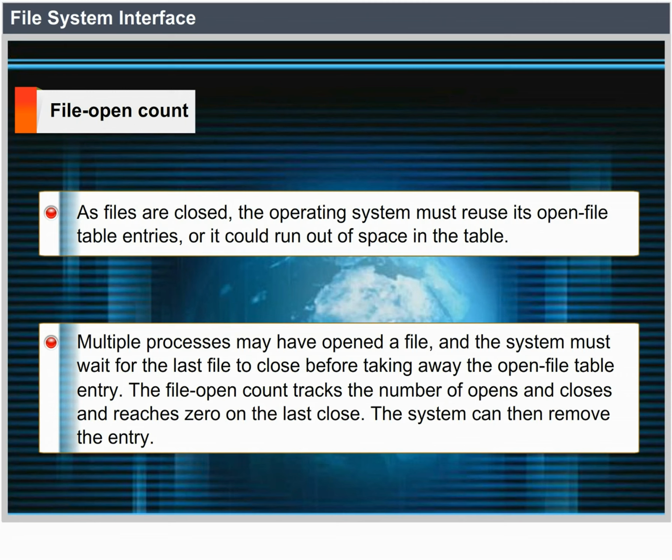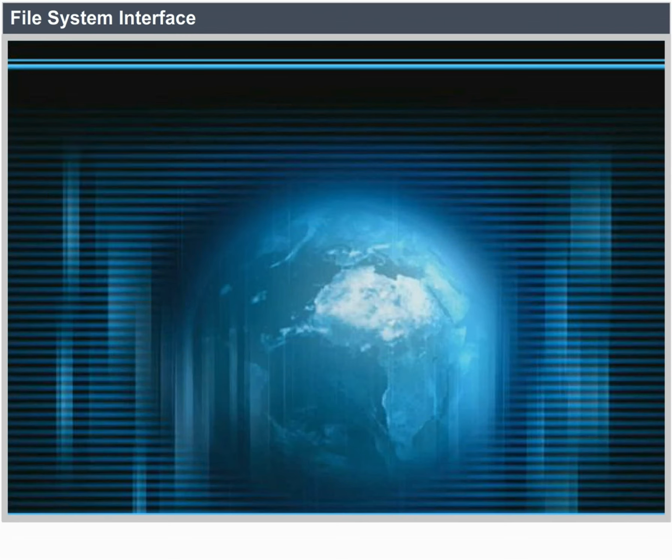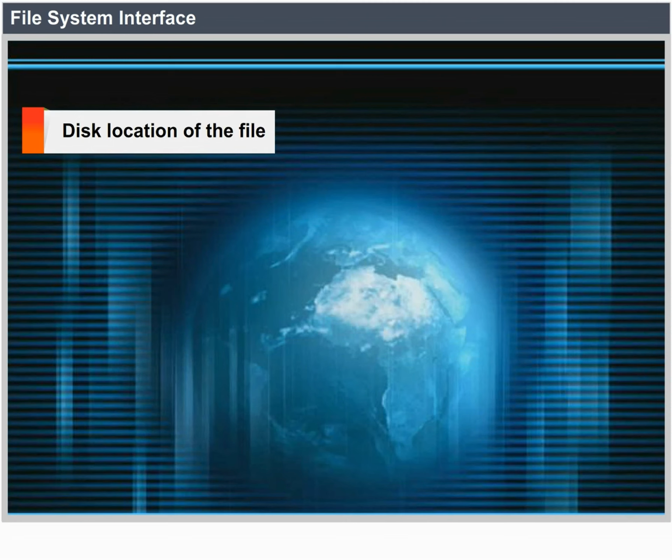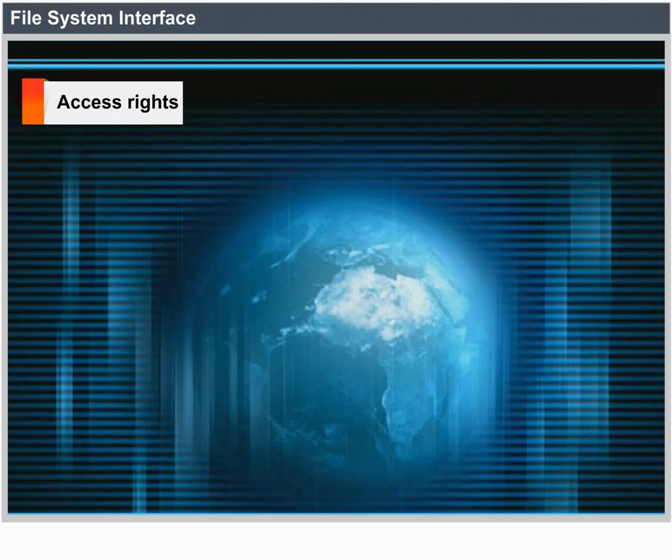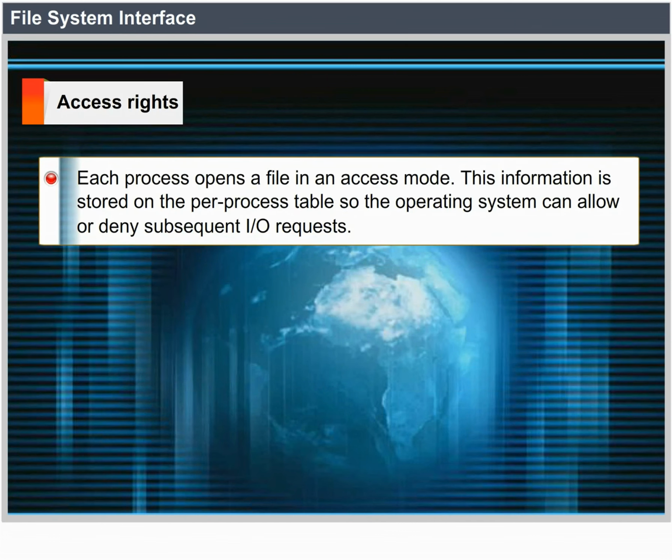Disk location of the file. Most file operations require the system to modify data within the file. The information needed to locate the file on disk is kept in memory so that the system does not have to read it from disk for each operation. Access rights. Each process opens a file in an access mode. This information is stored on the per-process table so the operating system can allow or deny subsequent input-output requests.